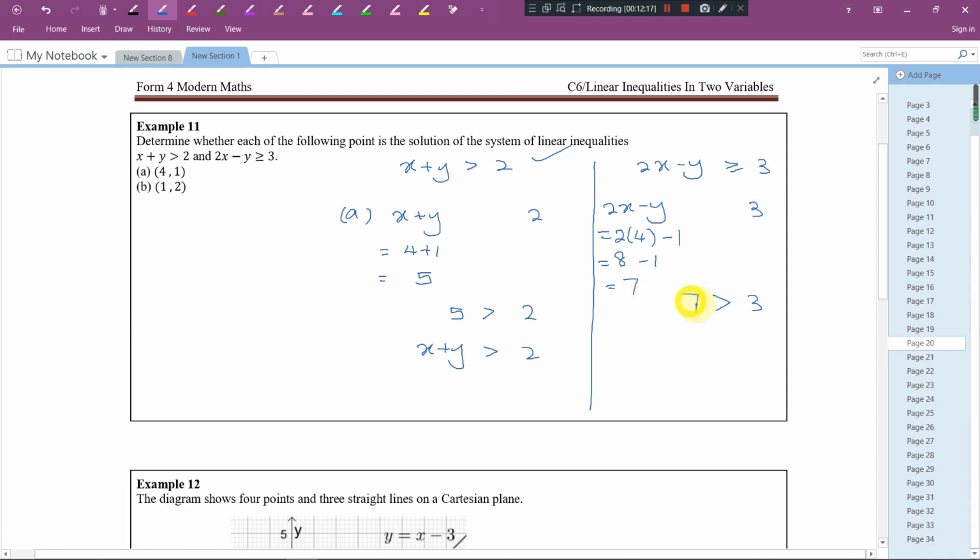So what's 7? 7 is 2x minus y, right? So since this is using greater than or equal to, I can just follow the symbol. So 2x minus y is greater than or equal to 3. Okay, so this point satisfies this inequality as well. So this point is a solution of this system of linear inequalities. So how about the second point? Let's test the second point, 1, 2.